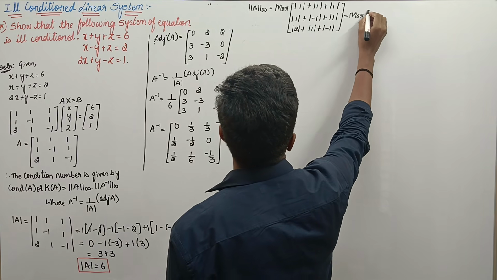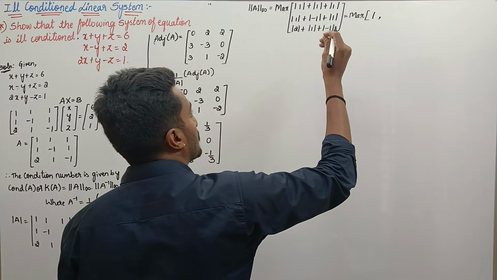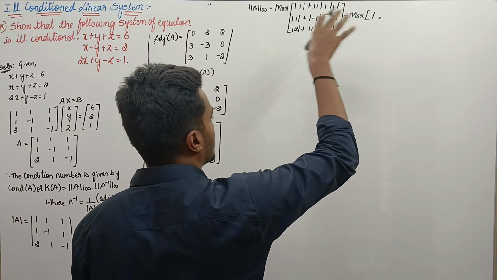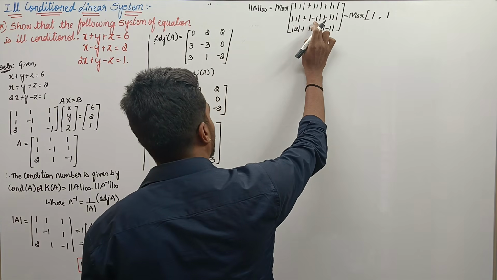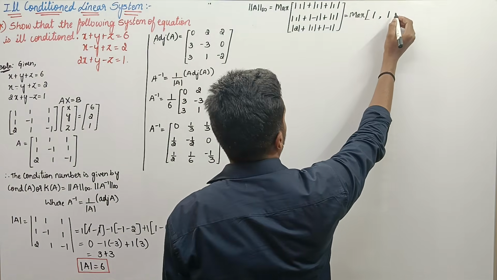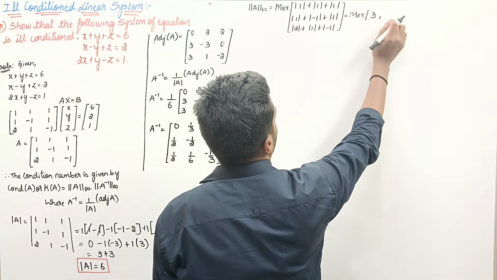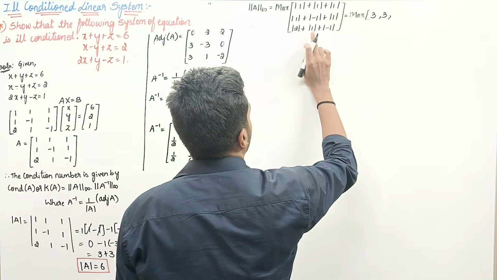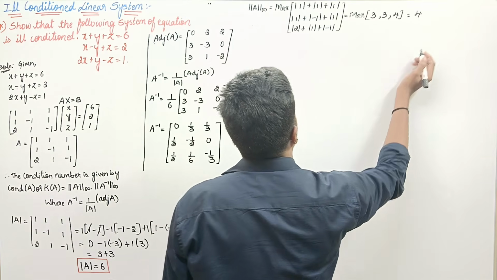Maximum, which is equal to 1 plus 1 plus 1, comma. Since I am representing it row-wise, I substitute row-wise: 1 plus 1 plus 1. Since we are representing in the modulus sign, minus becomes positive. So 1 plus 1 plus 1 is 3, comma, 1 plus 1 plus 1 is 3, 2 plus 1 plus 1 is 4. Which is the maximum? The value is 4.